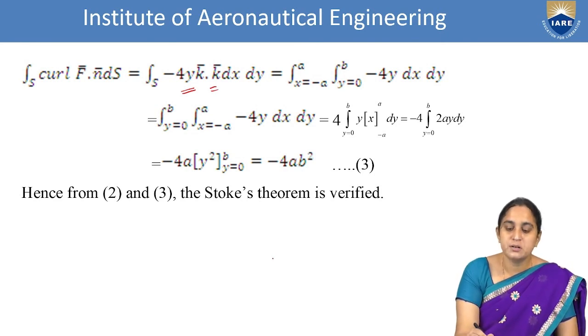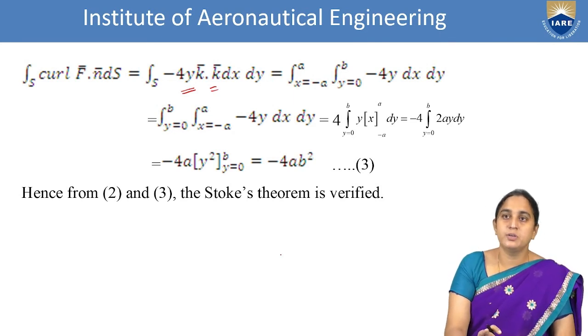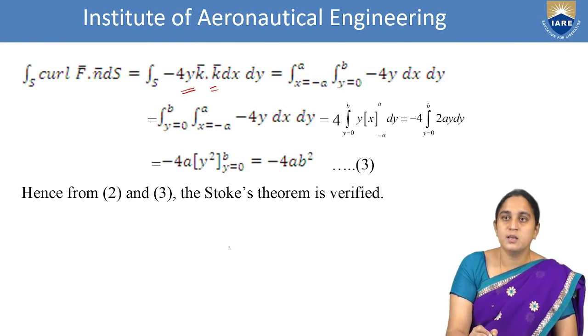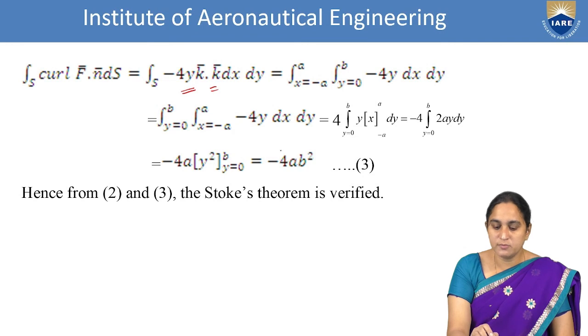Then what are the limits on the xy axes? The x limits are minus a to a and the y limits are 0 to b, from the diagram. Here k bar dot k bar is equal to how much? 1. From that, minus 4y into dx dy. Next I'll integrate with respect to either x or y. First I'll integrate with respect to x.